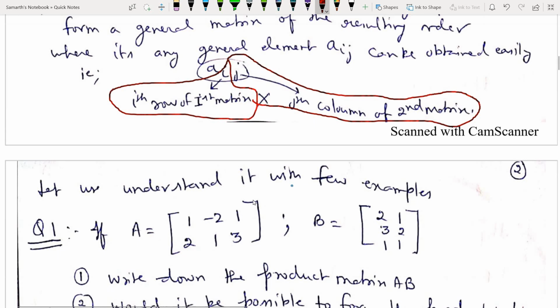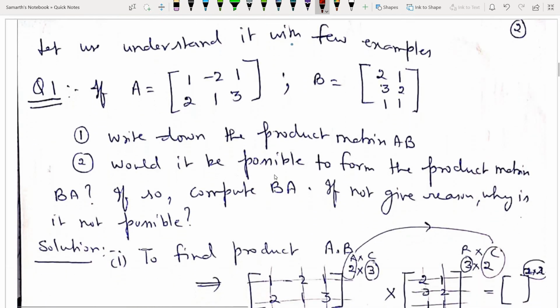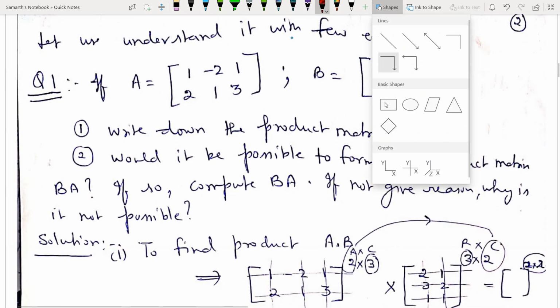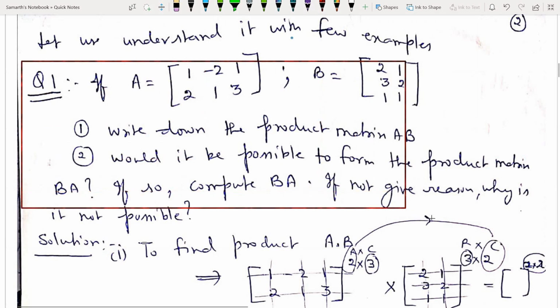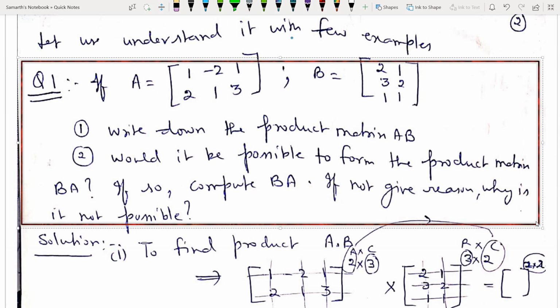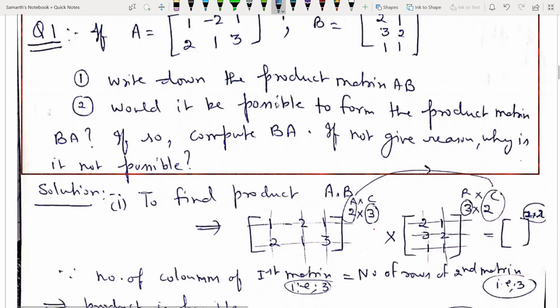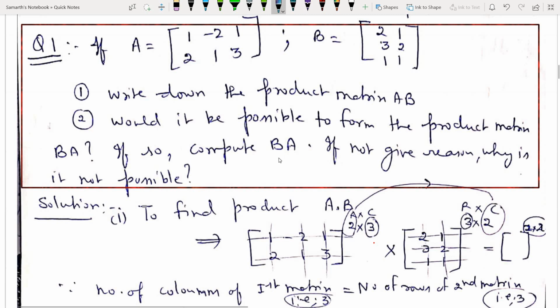Let us understand this in a much better way with a few examples. Question number 1: if A is the matrix 1, -2, 1 / 2, 1, 3 and matrix B is 2, 1 / 3, 2 / 1, 1, write down the product matrix AB. Second, would it be possible to form the product matrix BA? If so, compute BA. If not, give the reason why it is not possible.